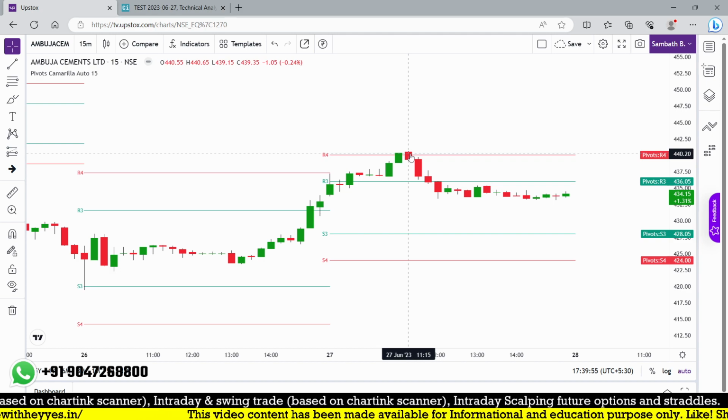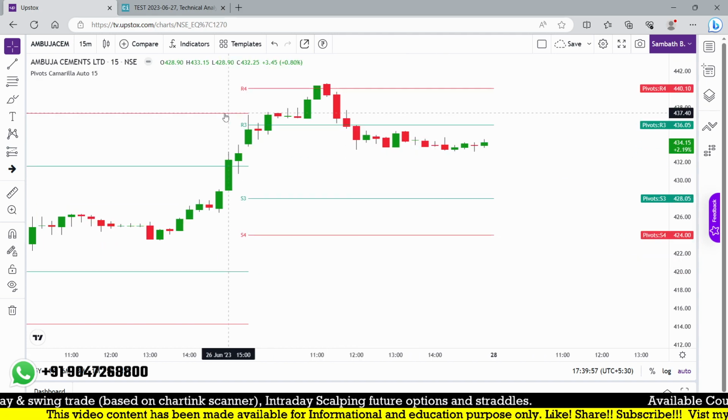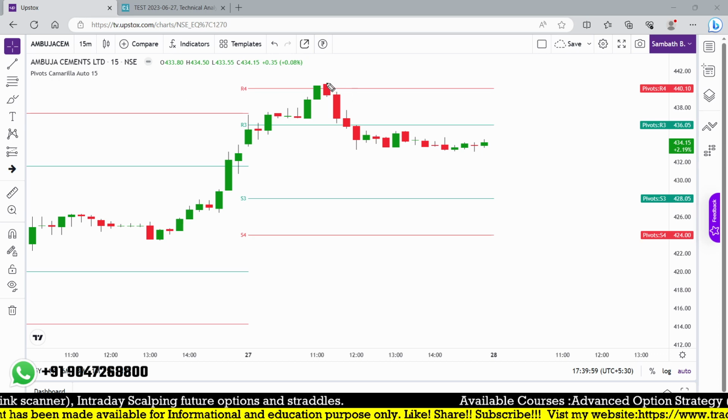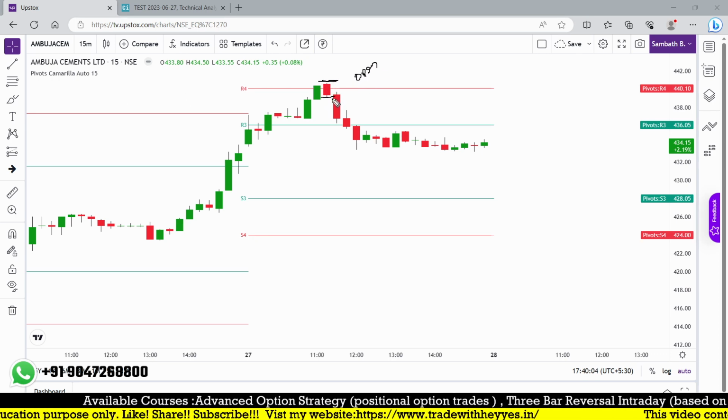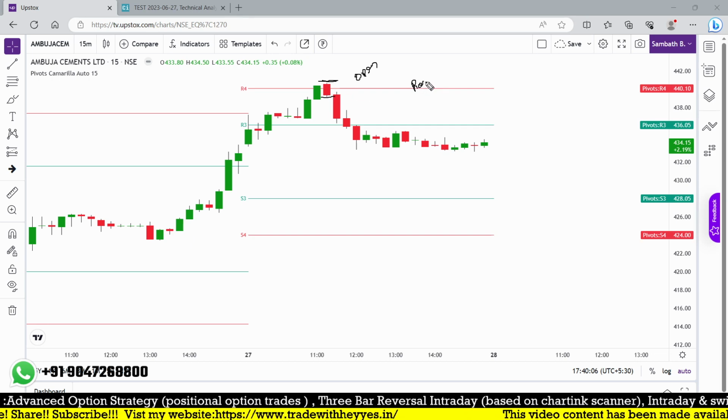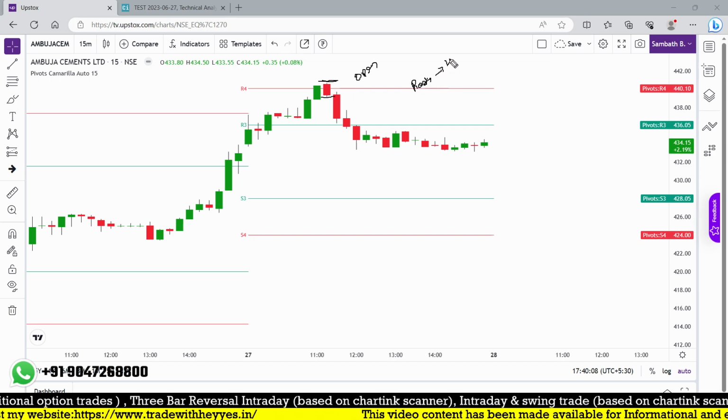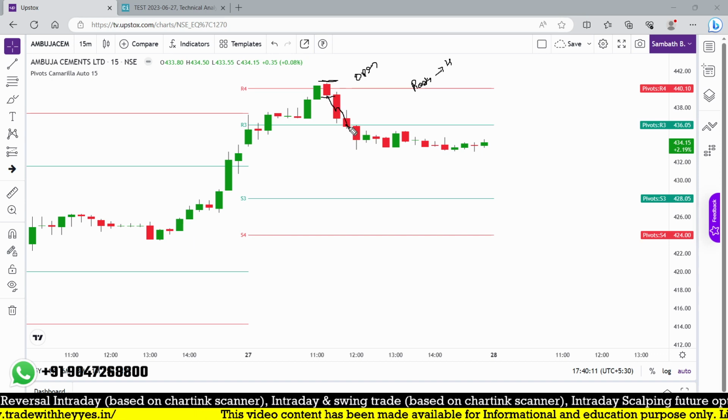At 11:15, this is the reversal which I'm expecting. The body of the first candle opens above the level, great, and closes below the level R4. That is the resistance, R4 on Camarilla. So we found it, and maybe we can expect this much of a target.